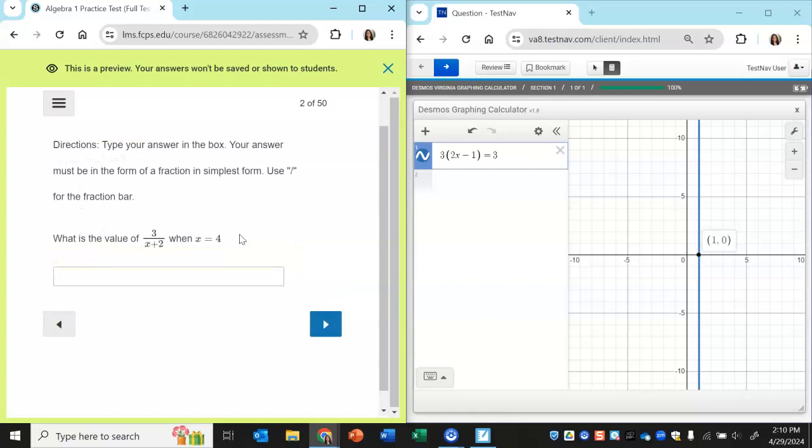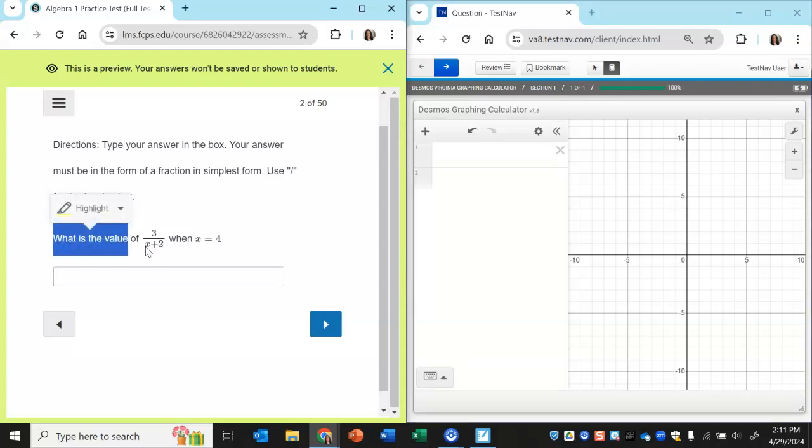The second question is asking, type your answer in the box. So this is one where you have to type it in. Your answer must be in the form of a fraction, meaning no decimals, okay? In the simplest form, Desmos will do that for us. Use the fraction bar, it's right there on your keyboard. Okay, what is the value of this when x is equal to 4?